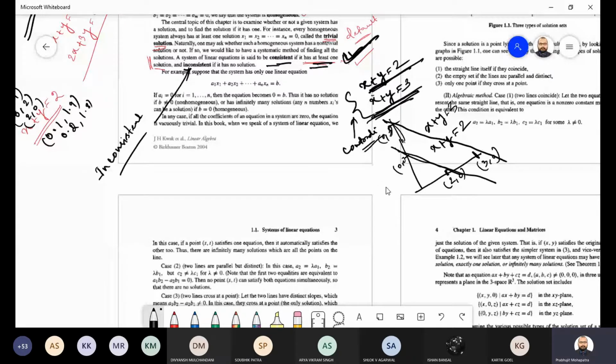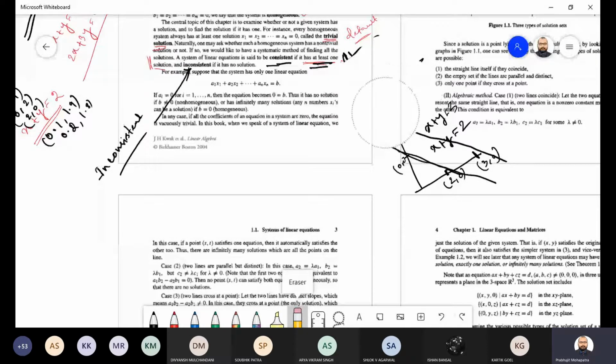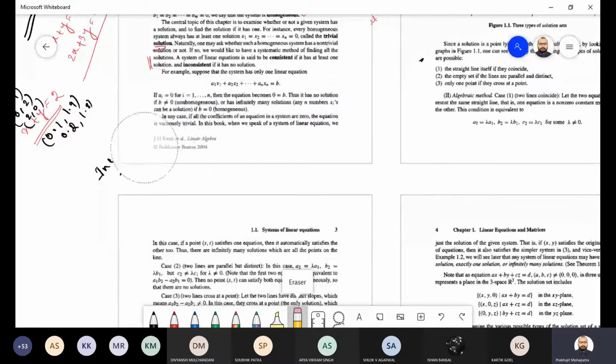So it is better to always take contradictory equations like x plus y equal to 2 and x plus y equal to 3 as a simple example. If someone asks you what is a consistent equation and what is an inconsistent equation, you can give the example. Is it okay? Yes, sir.